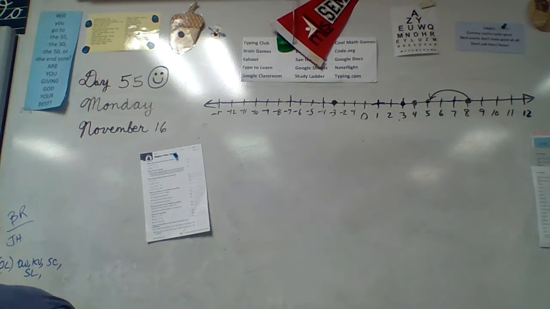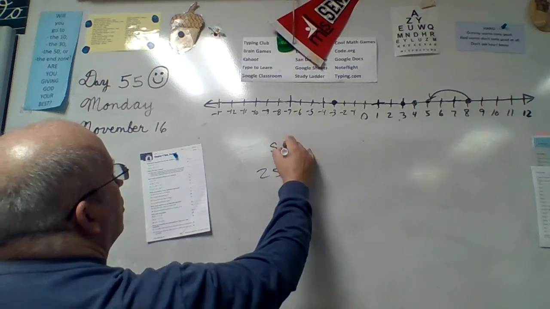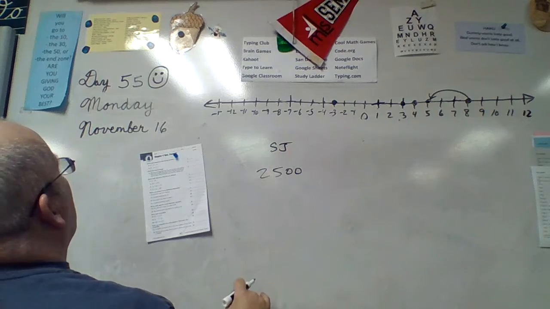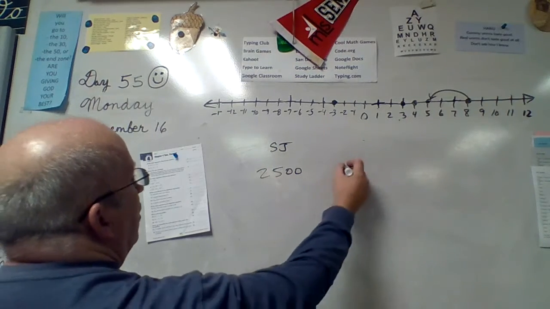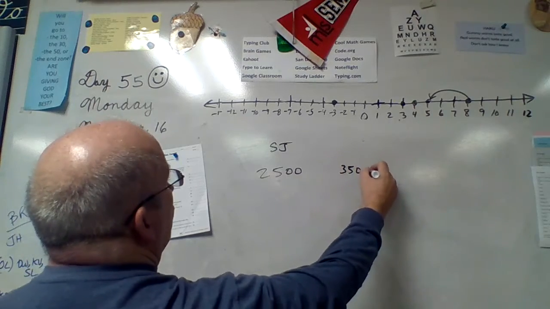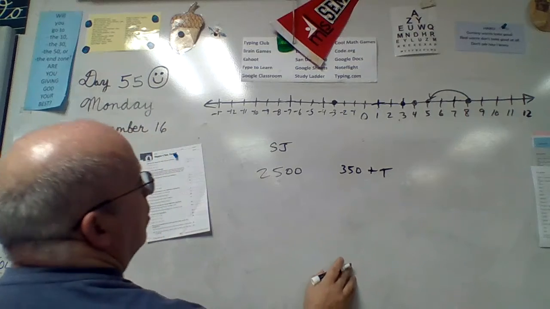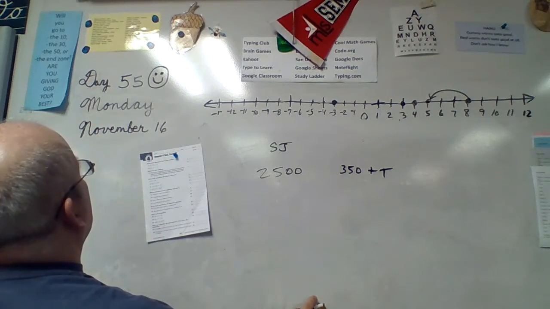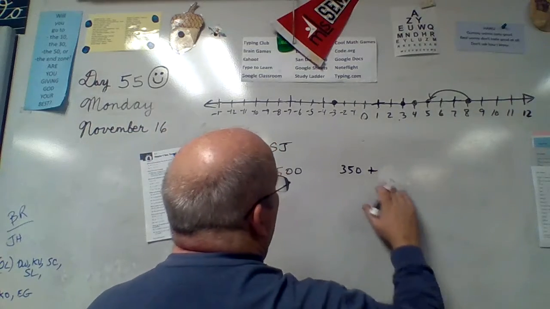Number 3, Miguel earned $2,500 from his summer job. This is 350 more than what Todd earned. No, wait, it's 350 more than twice what Todd earned.